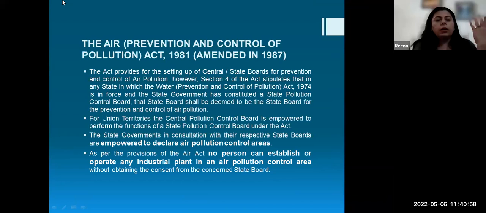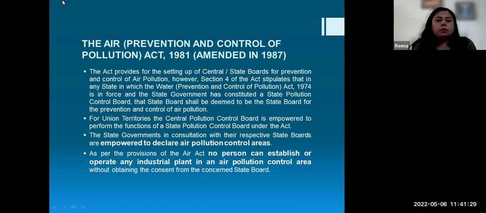If in any state there is a specific area where air quality is low, below the standards, then they are empowered to declare that area as an air pollution control area. In that area, no new industry can establish or operate any industry without obtaining consent from the concerned state board.